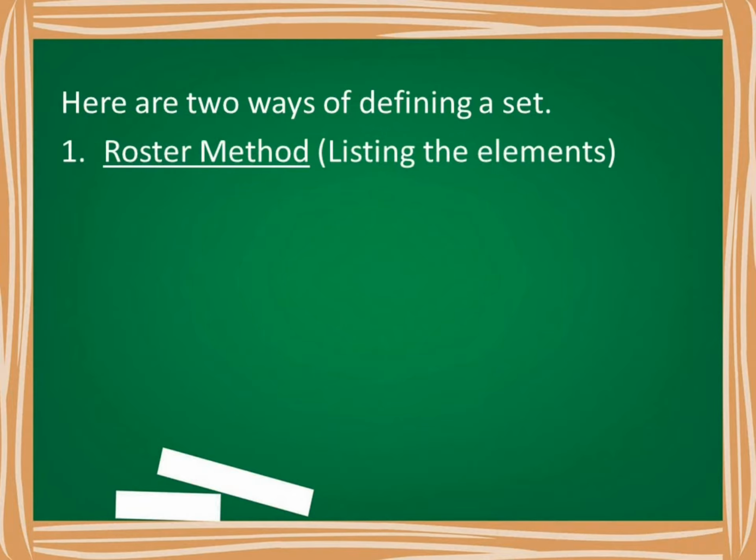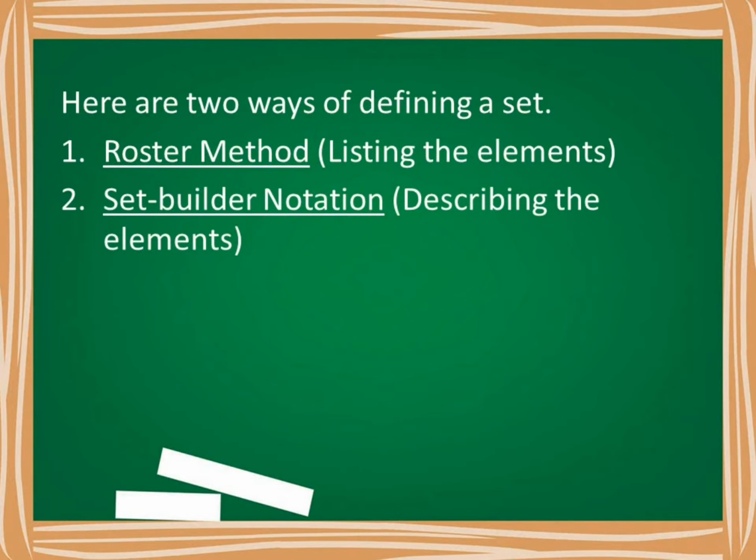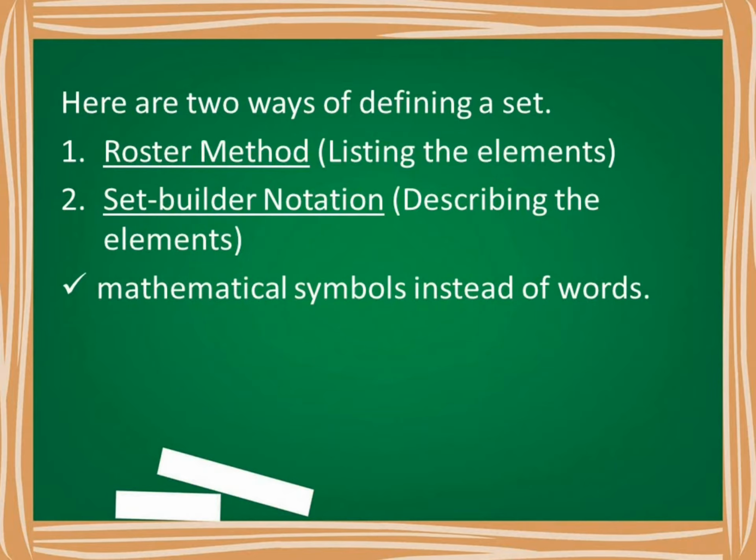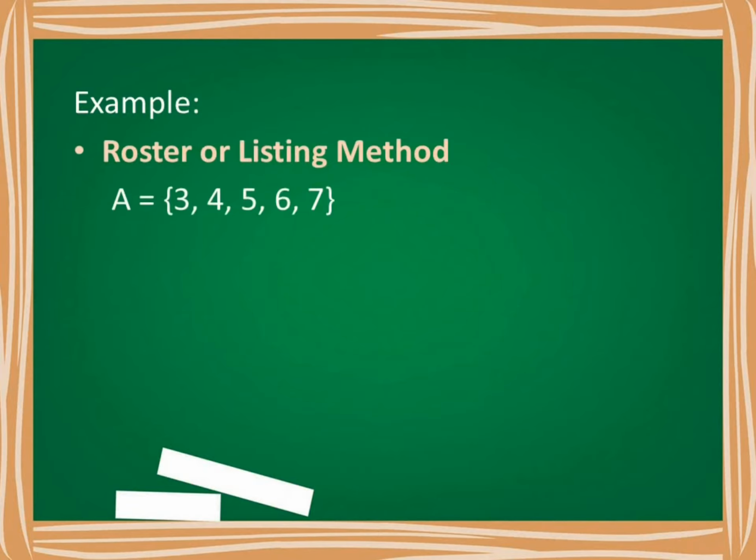Here are 2 ways of defining a set. Number 1 is the roster method or listing the elements. And number 2 is a set builder notation or describing the elements. For set builder notation, sometimes mathematical symbols are used instead of words. Example, using roster or listing method, we have A or set A equal to elements 3, 4, 5, 6, and 7. So take note po ha, in writing a set, the name of the set is usually written in capital letter. And yung mga elements natin are enclosed by braces.